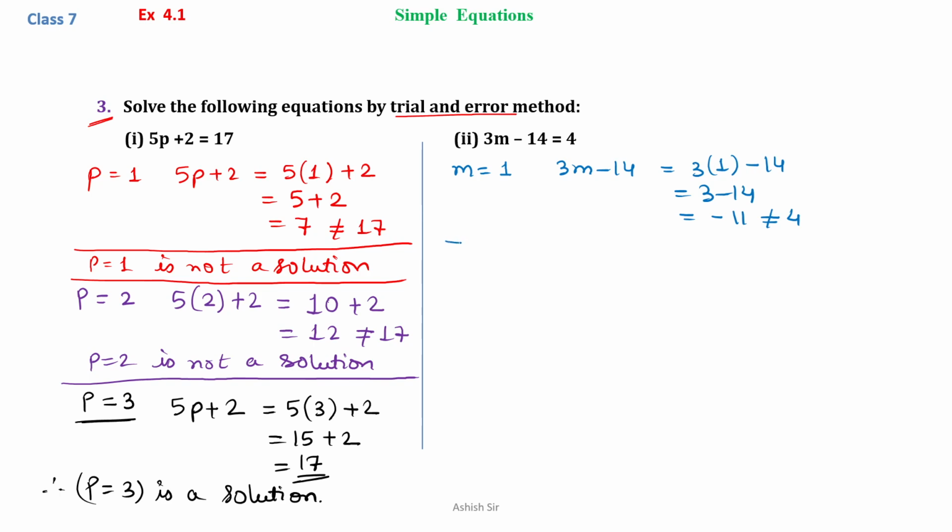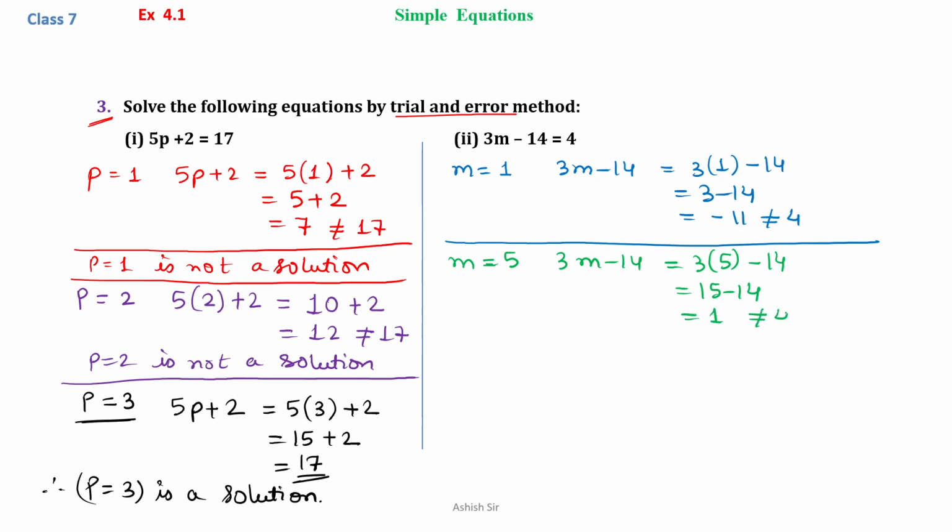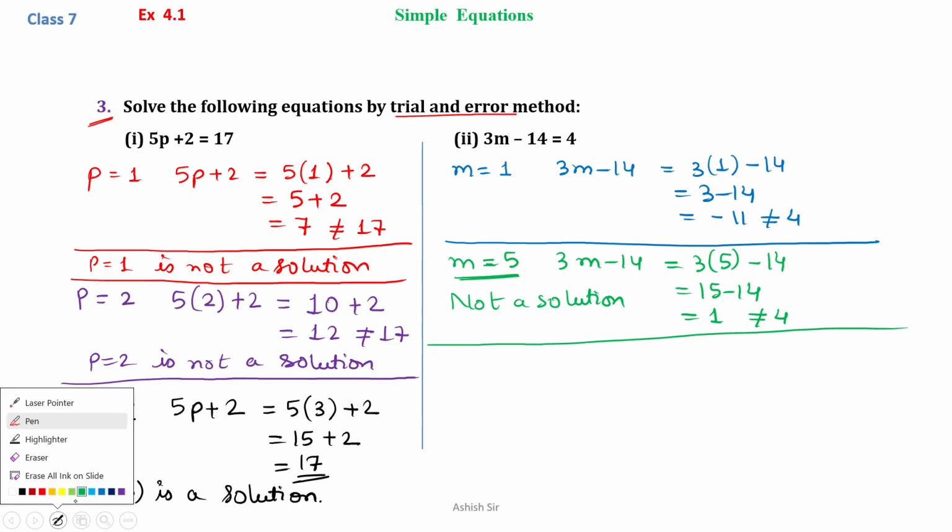So here, as m equal to 1 is not a solution, we have to try with a greater value. So we can try with, let us say, 5. So 3m minus 14 will be 3 into 5 minus 14, that is 15 minus 14, that is equal to 1. Again it's not equal to 4, so m equals 5 is also not a solution.